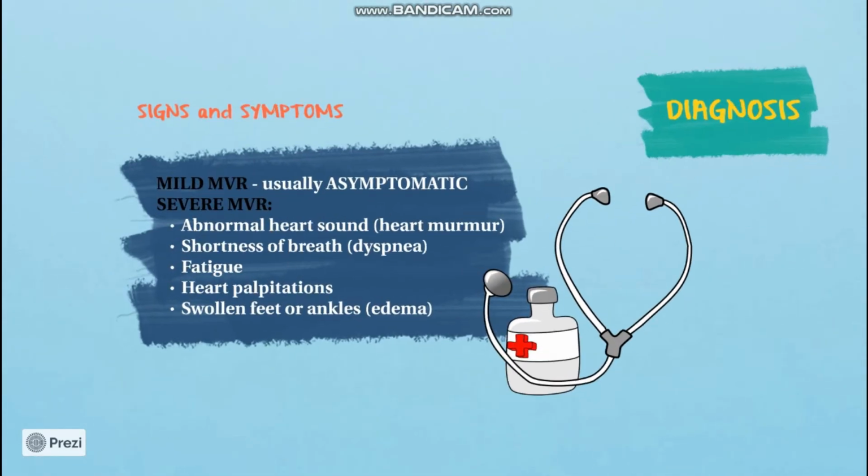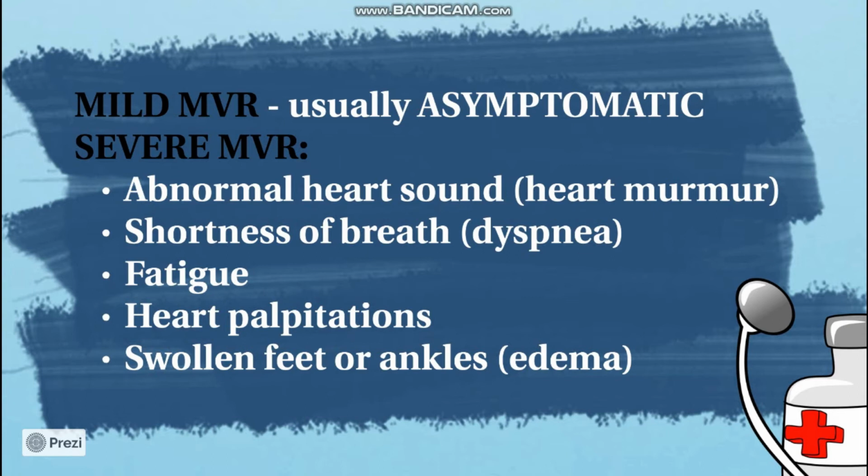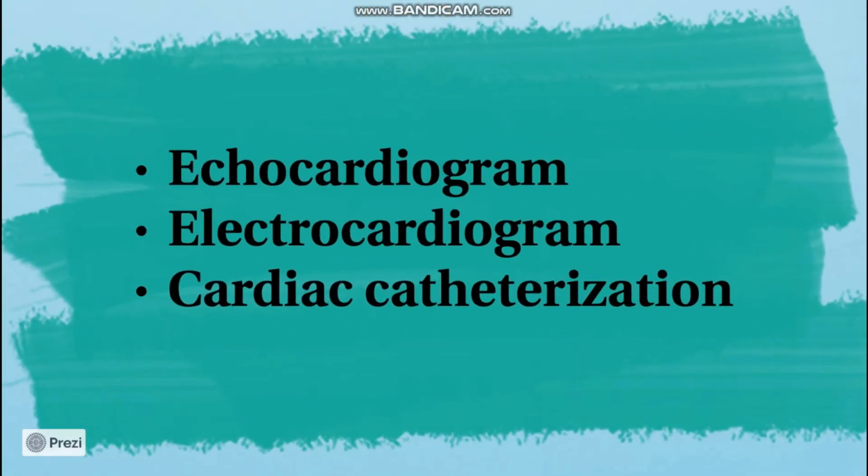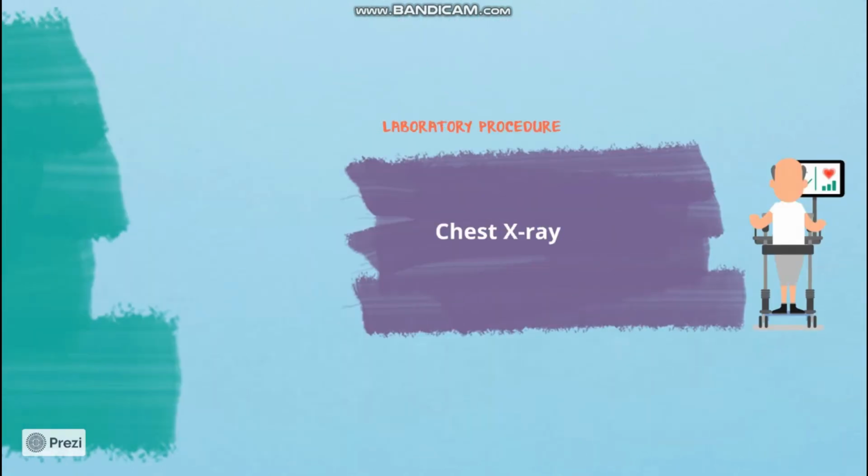Patients with mild mitral valve regurgitation usually have no symptoms, but in severe mitral valve regurgitation, the symptoms are abnormal heart sounds, shortness of breath, fatigue, heart palpitations, and swollen feet or ankles. Diagnostic procedures are to be conducted to diagnose mitral valve regurgitation, and these are echocardiogram to examine if there are abnormalities of valve structure and function, chamber size and thickness. Electrocardiogram to examine if the patient shows dysrhythmias, and last is cardiac catheterization to confirm diagnosis and to determine severity.